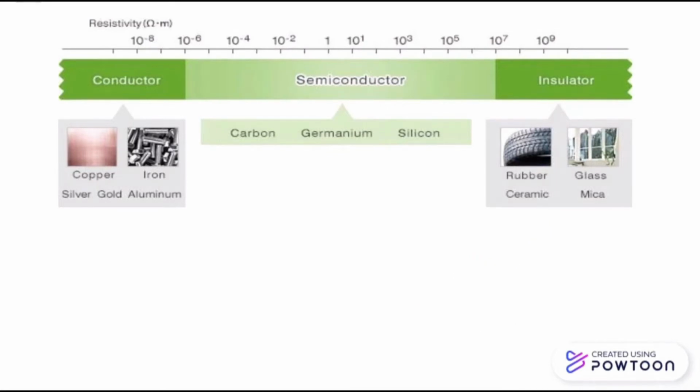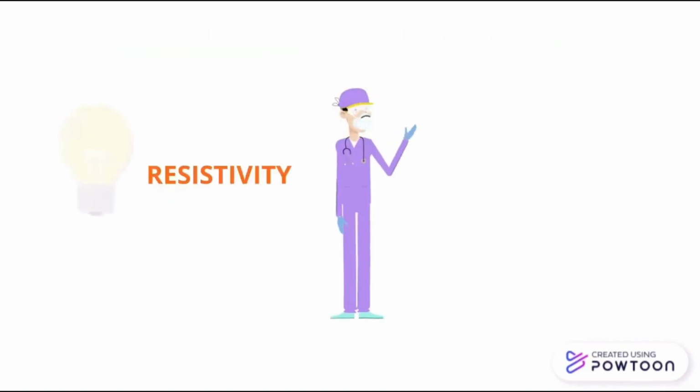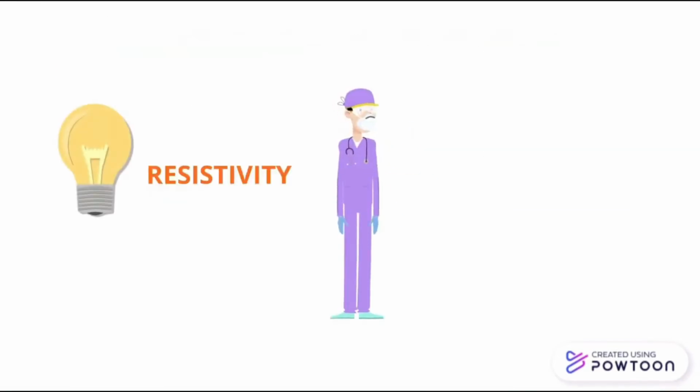Semiconductors comprising a single element are called elemental semiconductors, including the famous semiconductor, silicon. Semiconductors have properties somewhere between these two. Their resistivity might change according to the temperature.